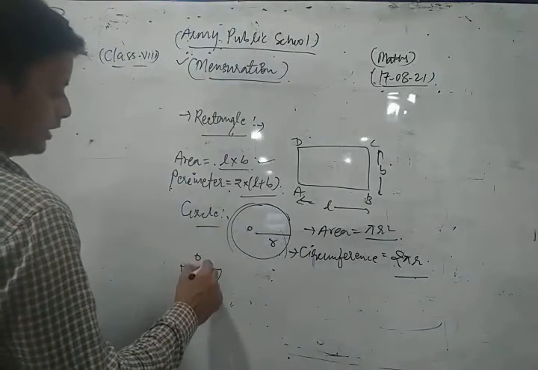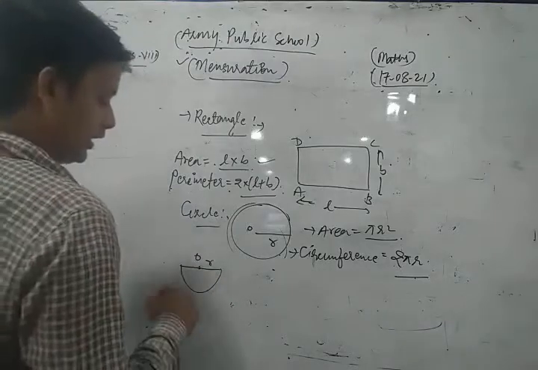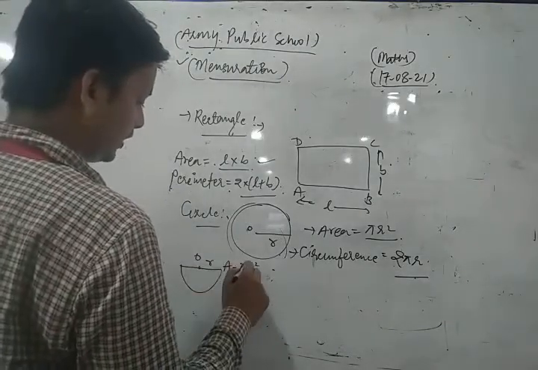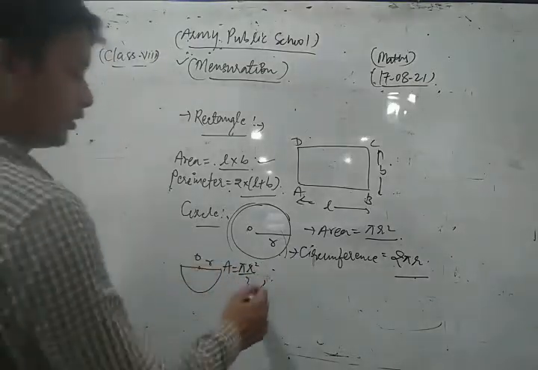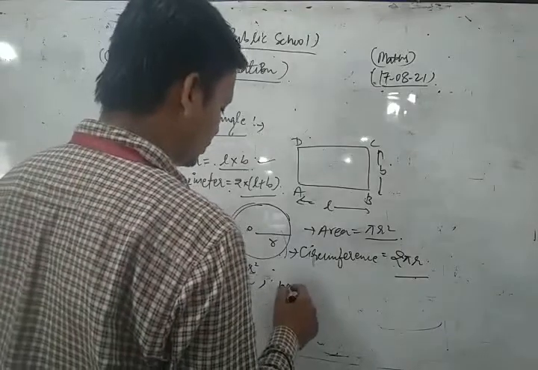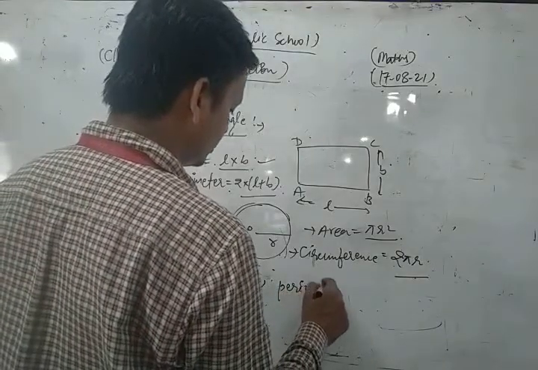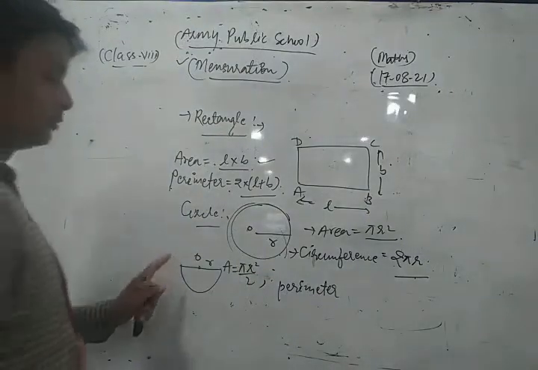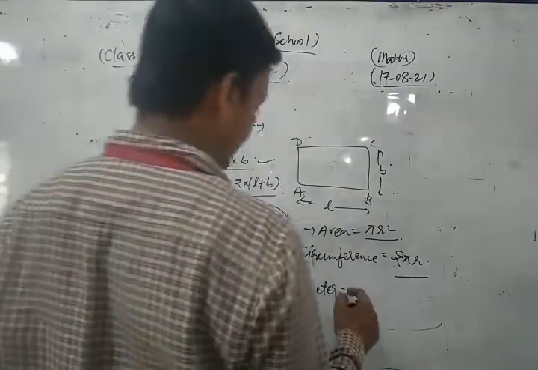Now for the semicircle, let's see the concept. This is O, the center, and this is the radius of the circle. Area of semicircle is what? Pi r square upon 2. This is the area. But in the case of the perimeter of a semicircle, what is it?